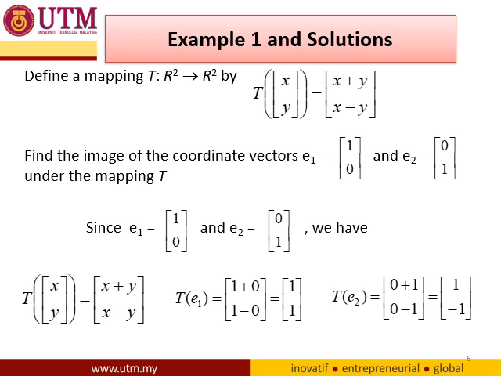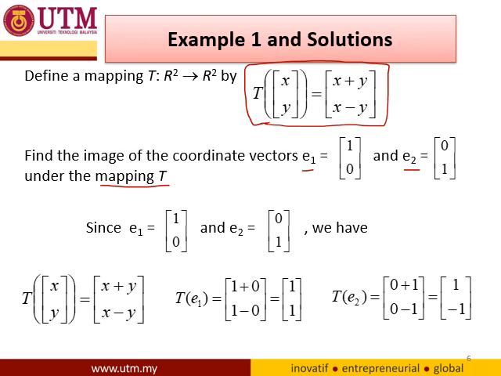For example 1, the question says define a mapping T from R2 to R2 by this transformation that we have. Find the image of the coordinate vectors E1 and E2 under the mapping T. This is not a linear transformation yet. For a linear transformation, there are some conditions that we need to satisfy, which we will learn later. But this is just a mapping transformation.